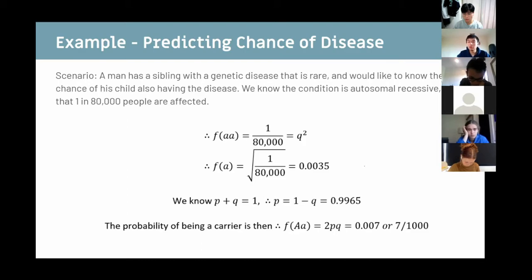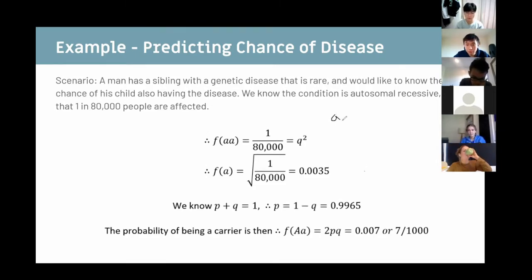We know the condition is autosomal recessive, which means it's not on a sex chromosome, and the gene is recessive, and that in general about 1 in 80,000 people are affected. So if this is a recessive disease, that means they must have little a and little a to be affected and have the disease, right? So that's about 1 in 80,000 people. I'm just going to write 80K, otherwise it'll take me too long.